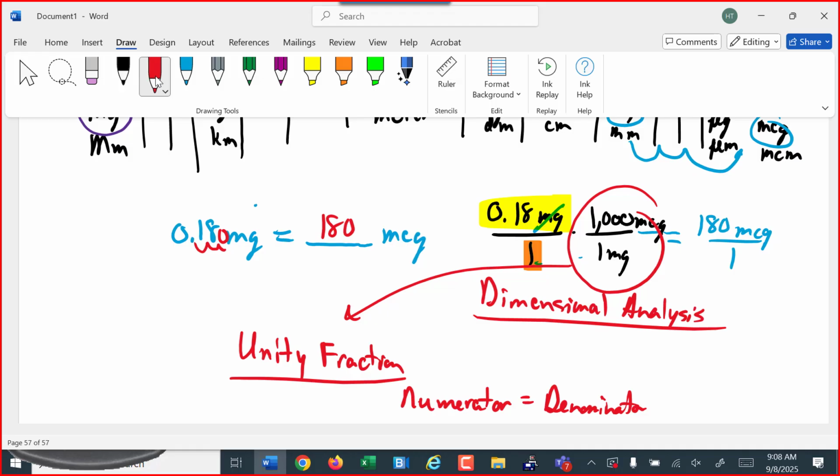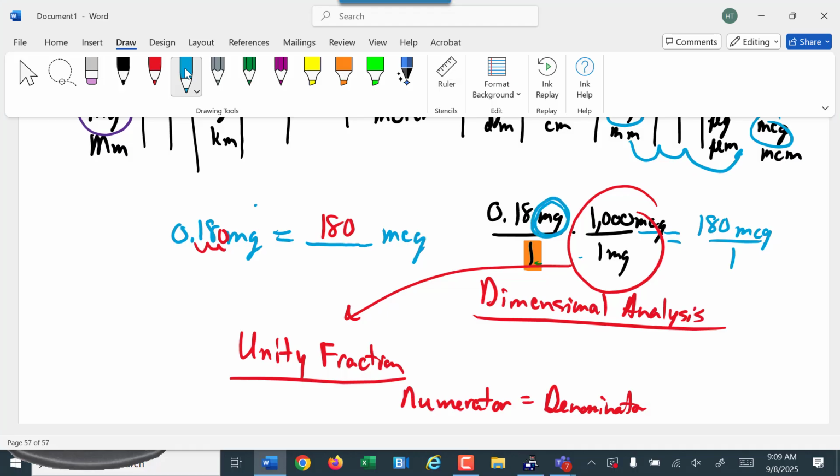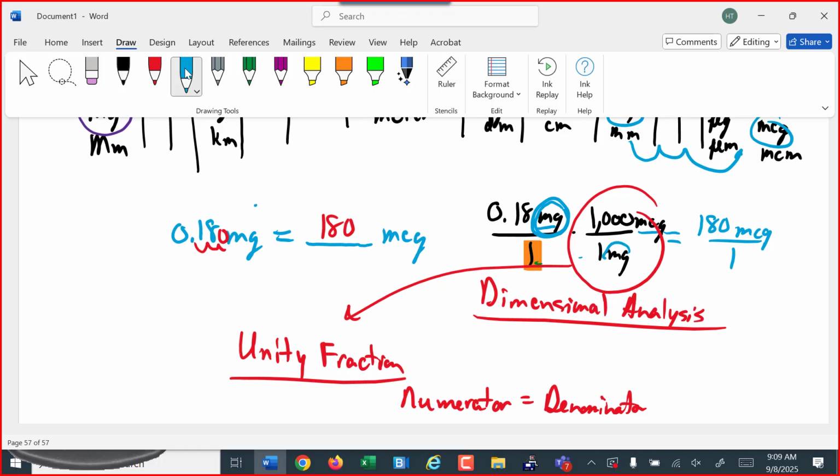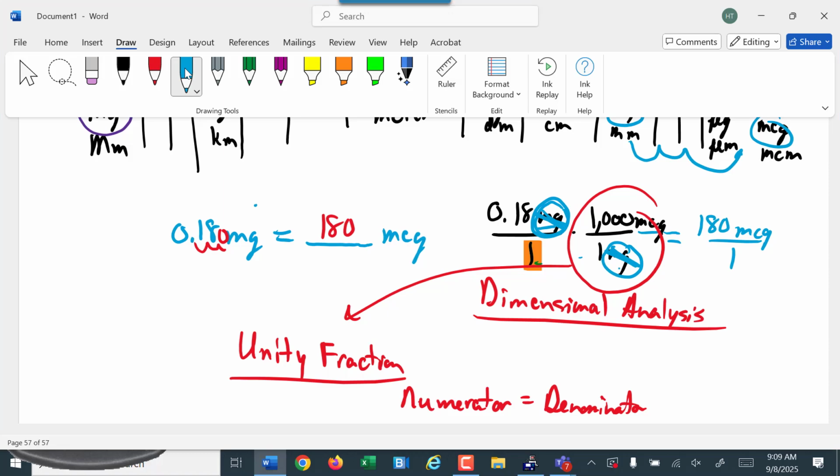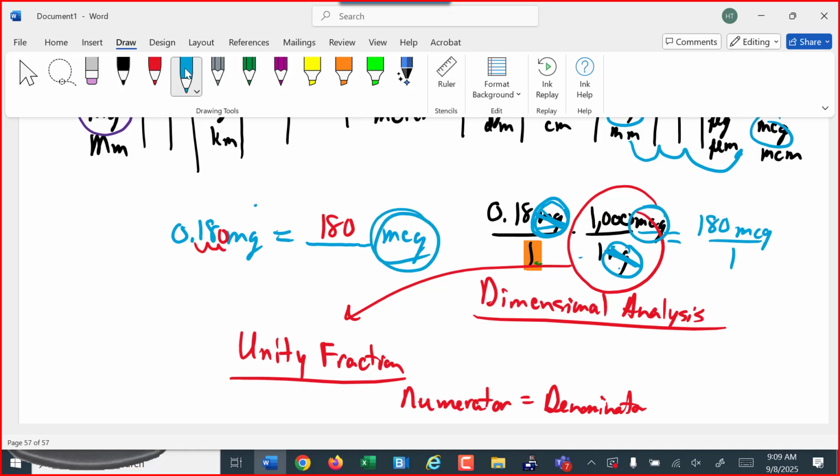And so how do we know what to put in that unity fraction? Well, it comes down to the units that we're trying to get rid of and the units we're trying to convert to. We're trying to get rid of milligrams. And since milligrams are on top, we put milligrams on bottom so that they will cross-cancel in our fraction. So the milligrams cancel out. The other unit we want to use in our unity fraction is the units we're changing to, which is the micrograms. So that's why I put micrograms on top. And we put the appropriate numbers. 1,000 micrograms equals 1 milligram. So the 0.18 times 1,000 micrograms gives us the 180 micrograms.